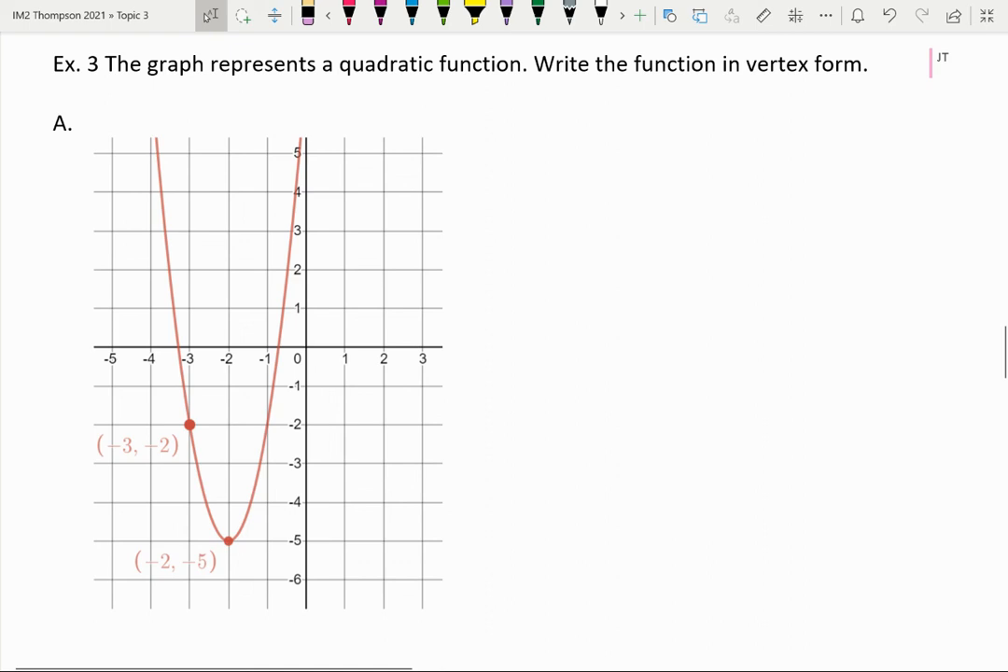All right, the graph represents the quadratic function. Write the function in vertex form. So we have two main things that we need here. I need A, and I need the vertex to be able to fill in. You're going to write this so many times that you're going to know it so well. It is the vertex form of a quadratic function.